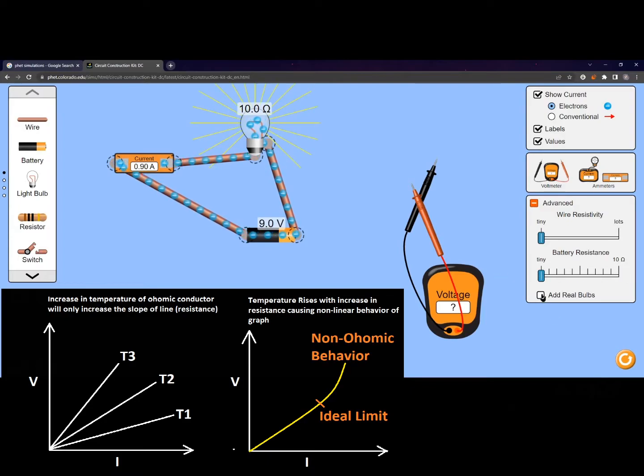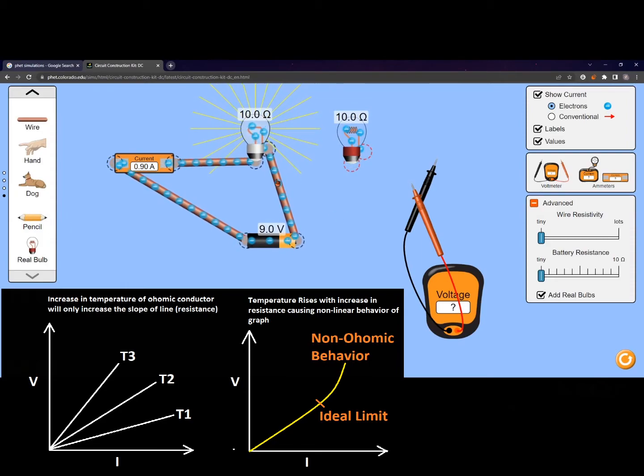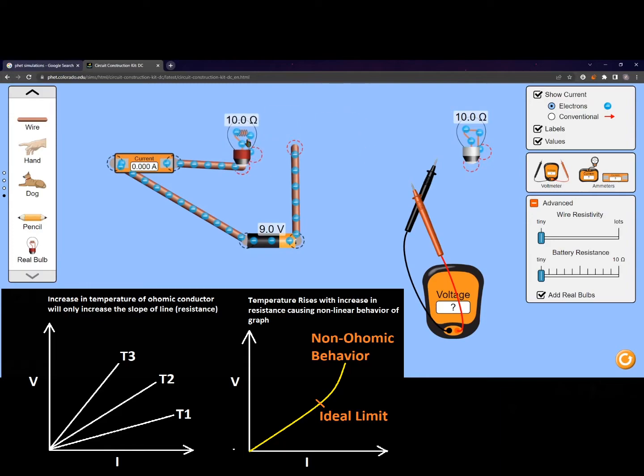Now let's add real bulbs. Right, there you go. Now let's see what is the difference between a real bulb and an ideal bulb. The silver one is the ideal bulb. This is the real one. As you can see, as I increase the resistance and less current is going through the bulb, consequently the resistance is coming down.